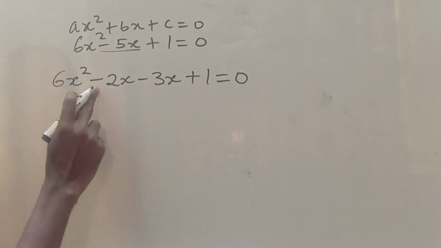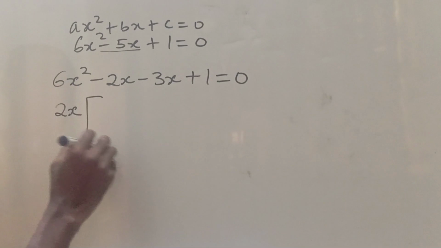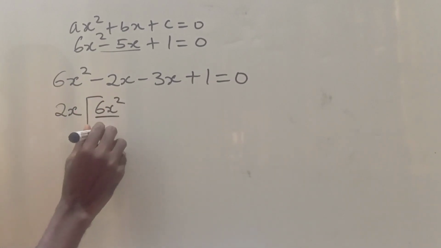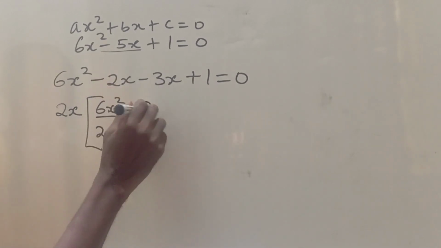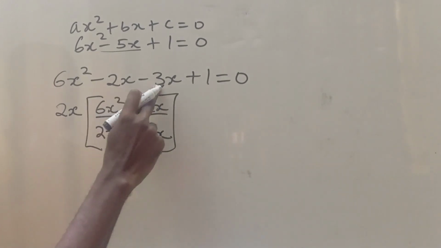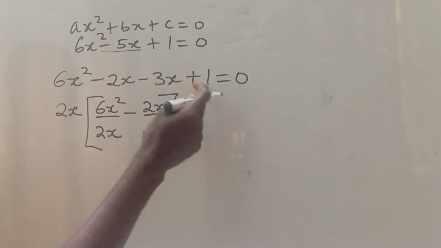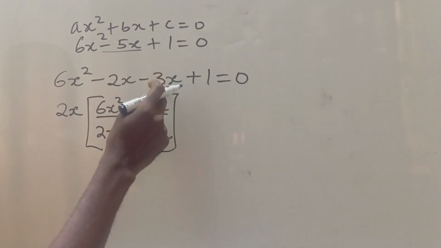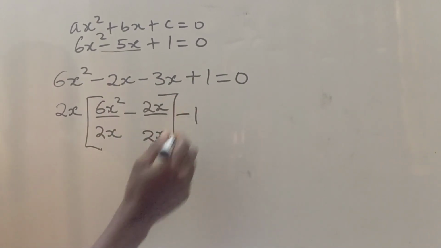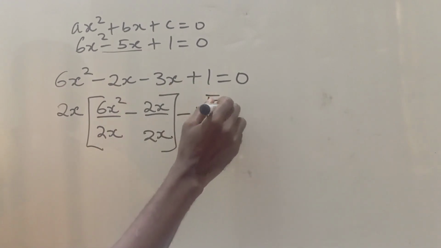So for 6x squared minus 2x, I'm seeing that 2x is common. For the fact that I brought out 2x, I'm going to divide it here and also divide it there. Now for minus 3x plus 1, what I can see that is common is just 1. Now for the sign, I'm going to still use minus. But now we have 3x.